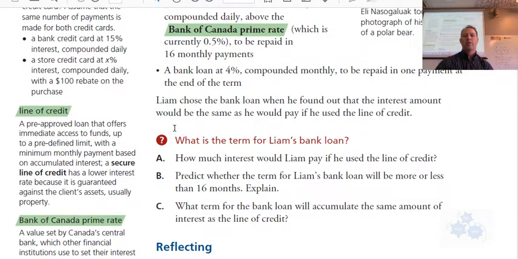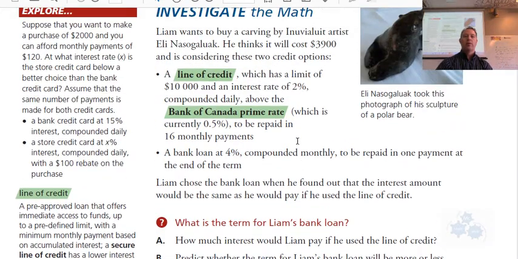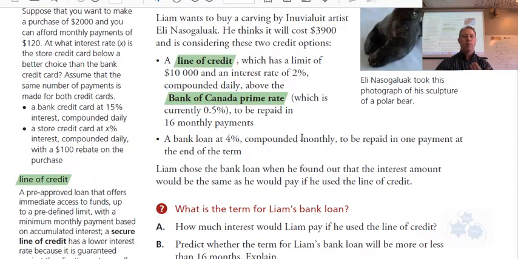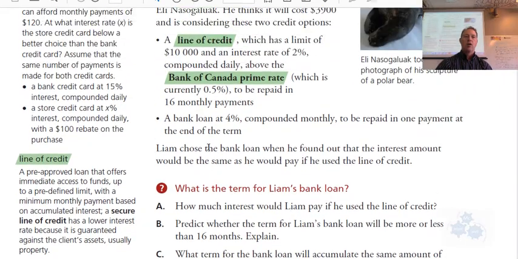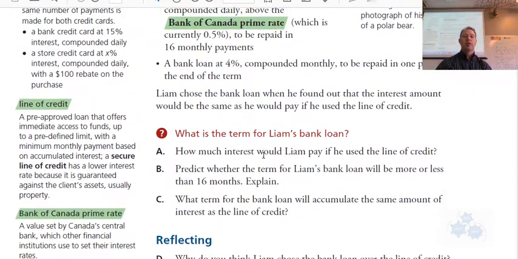So the question here would be, what is the term for Liam's bank loan? To have it paid all off, how long will that take, and how much interest will he end up paying if you use the line of credit, and so on. So there are questions associated with that. We're not going to do this example right now. You can do this on your own if you would like, but I wanted to introduce these two terms for you especially. So any questions about those, line of credit or the Bank of Canada prime rate?